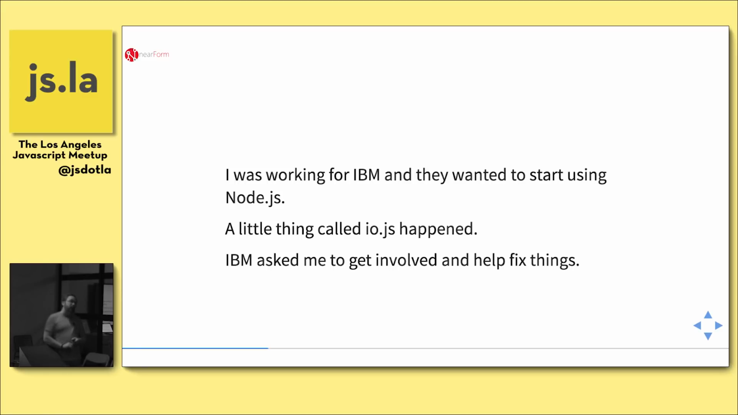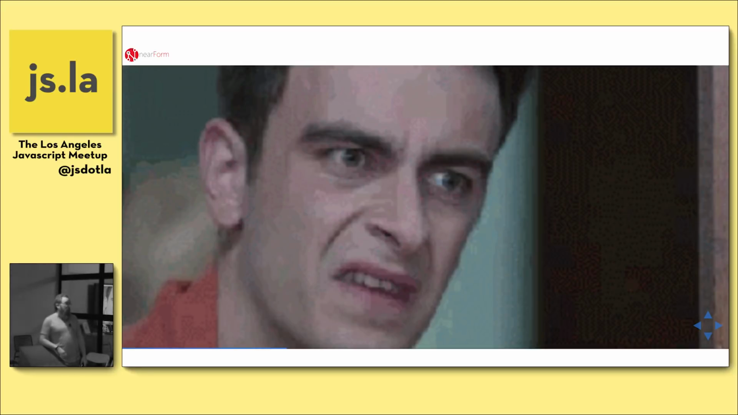And right about that time, io.js happened. That's the fork that was caused by the community issues. IBM wanted to invest in the platform, but did not want to do so as long as there was this huge divide that was threatening the project. So they specifically asked me to get involved and help fix it. This was my reaction. No, I don't want to do this.